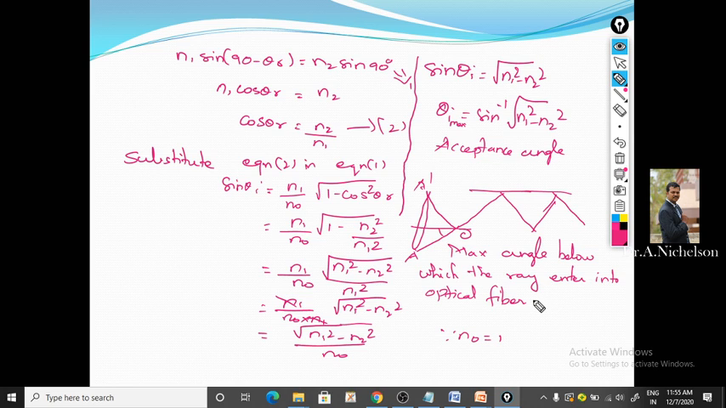So the maximum angle below which the ray enters the optical fiber suffers total internal reflection.